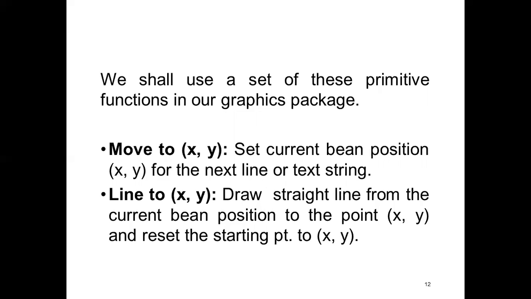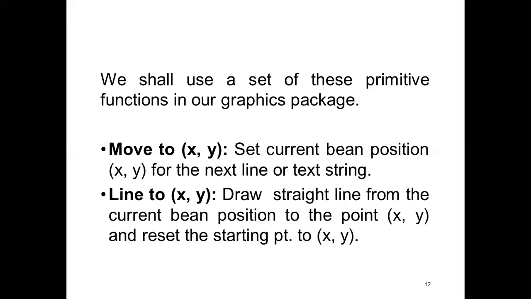What is this function doing? This is a sort of command. With the help of this computer graphics command, we can draw the line. It sets the current beam position x comma y for the next line. Up to where we need the line, we use this command, move to x comma y, for the line or the text string.